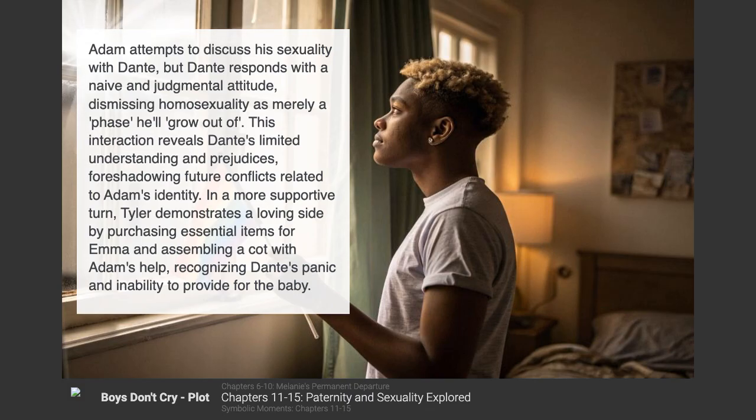In a more supportive turn, Tyler demonstrates a loving side by purchasing essential items for Emma and assembling a cot with Adam's help, recognizing Dante's panic and inability to provide for the baby.